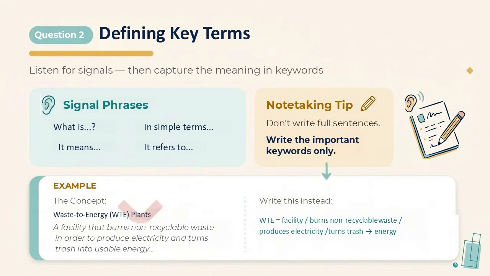Write the important keywords. For example, instead of writing everything, you can write WTE equals facility/burns non-recyclable waste/produces electricity/turns trash into energy. Later, when answering, you can make it into a complete sentence.